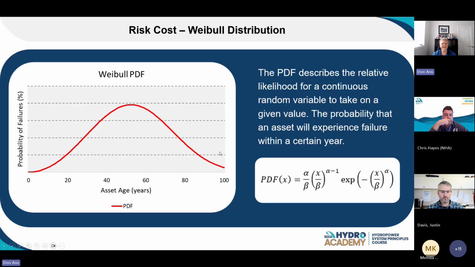Well, you would have to use a failure distribution curve. And typically for a lot of hydro assets, a Weibull curve corresponds to the failure distribution for those assets. You can then look at the probability that an asset will experience failure within a certain year. And you'll see the alpha and the beta for the Weibull distribution, these components of the curve, have been calculated for different asset types.